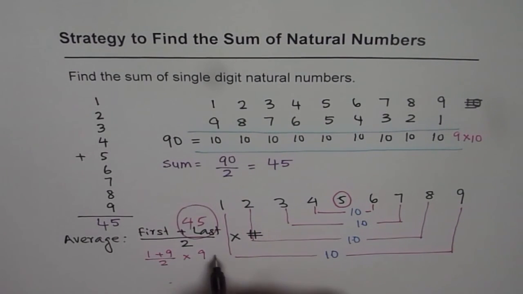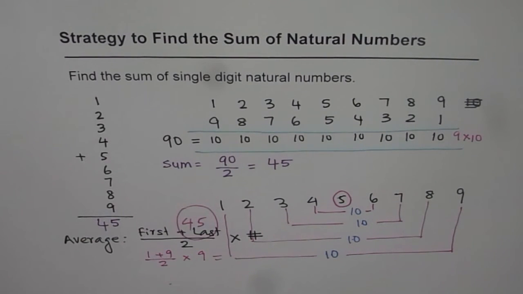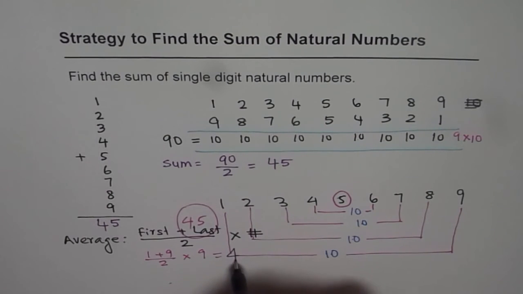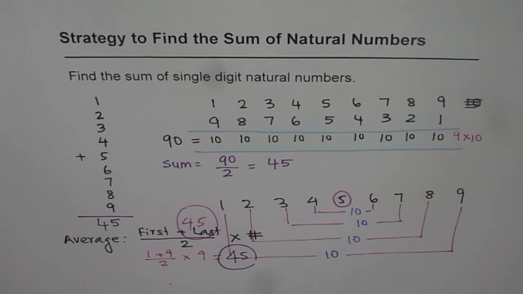1 plus 9 is 10. 10 divided by 2 is 5. And 5 times 9 is 45, correct? So we get the same answer, 45. Wow. So that also gave us the same answer. So I think you discovered with this a lot of ways of adding natural numbers. Now you can actually try adding the first 100 numbers, right? So try it out and then explore more.